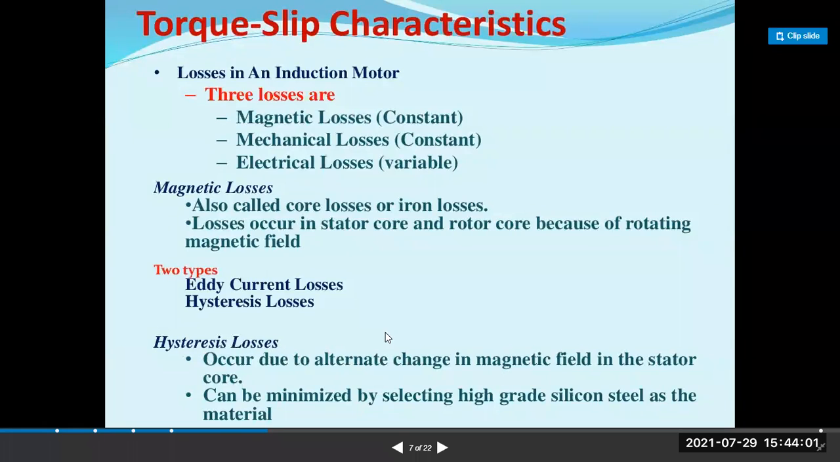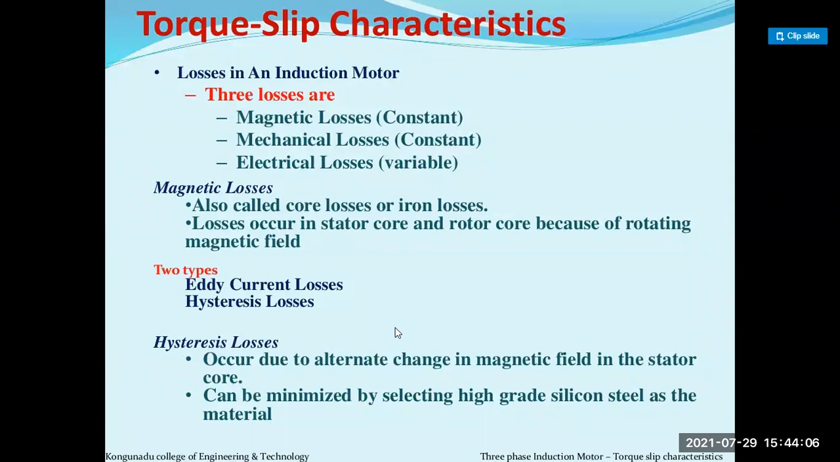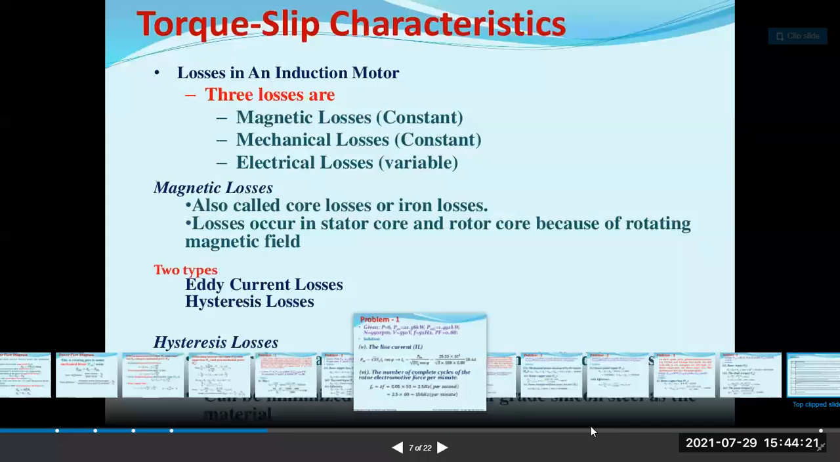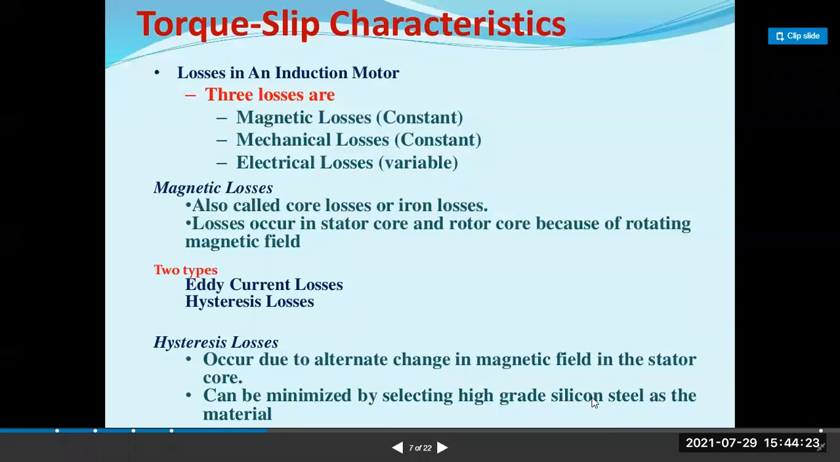Hysteresis loss occurs mainly with the size. When you vary the size of the core material, then also these hysteresis losses occur. Now hysteresis loss can be minimized by using high grade silicon steel. So in most machines, or in transformers also, we use silicon steel for the manufacturing of the core, to reduce the hysteresis loss.